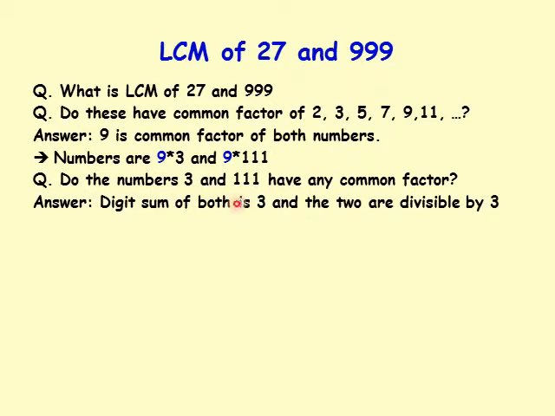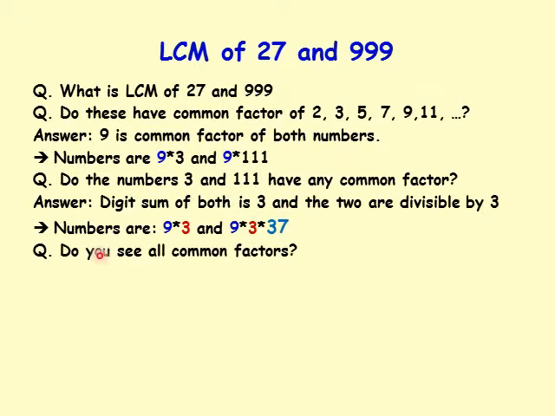Yes, the digit sum of both is 3. 3 has digit sum 3, and 1 plus 1 plus 1 is 3. They both are divisible by 3. So the first number is 9 times 3 and the second number is 9 times 3 times 37. So 9 is a common factor to both, 3 is a common factor to both, and 37 is a factor only of the second number.